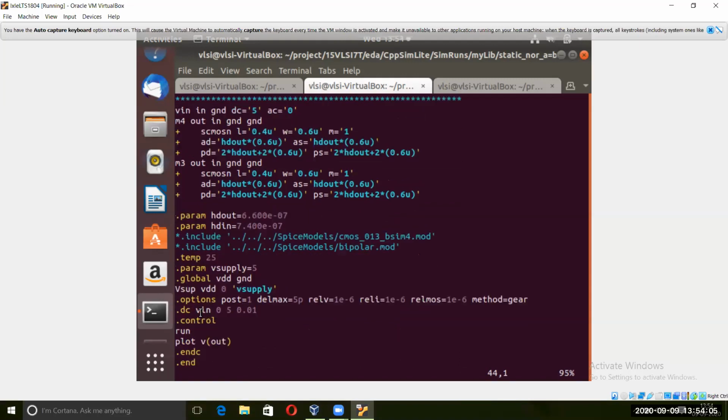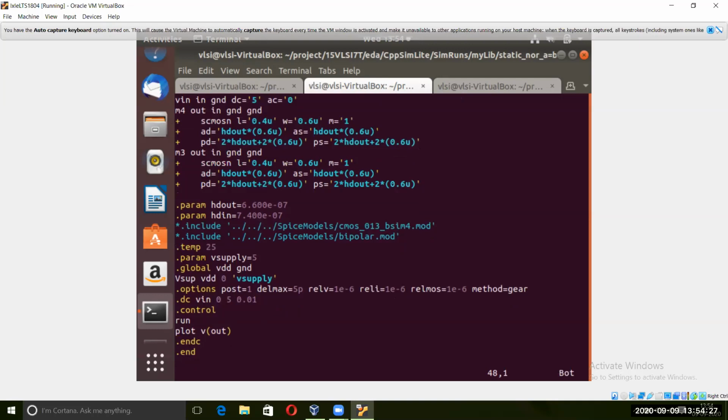So dot DC, and our voltage source at the left side in the schematic I have named Vin. So here Vin, and we are interested to sweep it from 0 to 5, with a step of 0.01. Then run and plot. We are interested in plotting Vout. So this is run and plot. Everyone follow till this much.